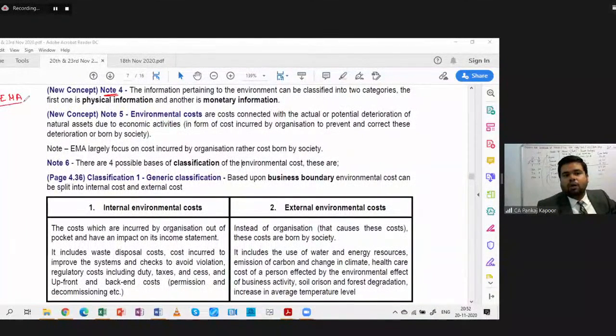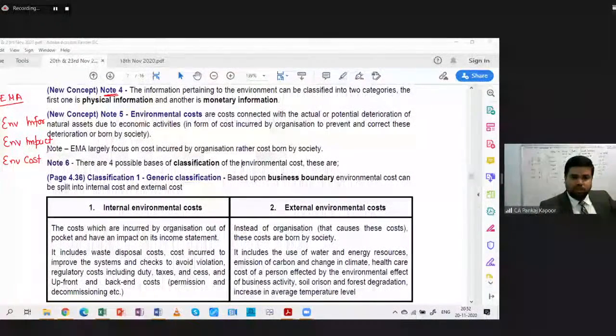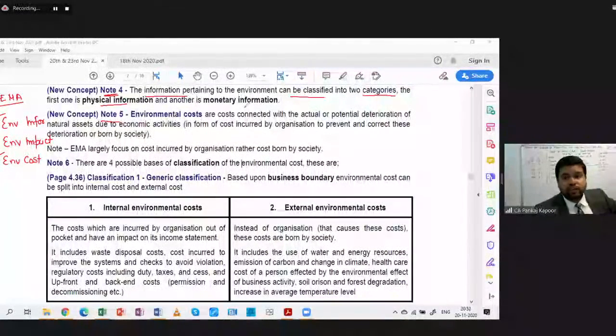EMA is all about considering the environmental information in order to control the environment impact of the action or decision taken by the management of the company, and in order to control the environment cost. So we must know what the environment information is, and we must also know what the environment cost is. So notes number 4 and 5 are the answer to this. The environment information can be classified into 2 categories. The first category is physical information and the second category is monetary information.